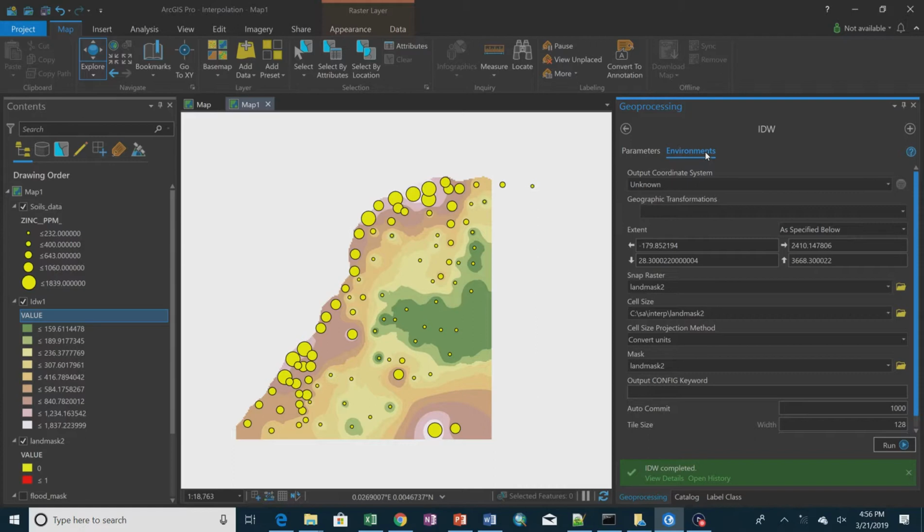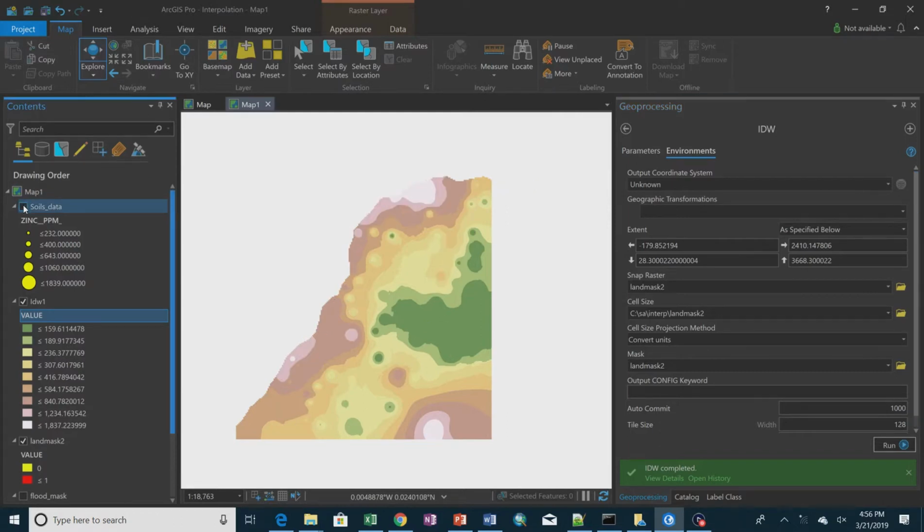So extent, that's the one I forgot to do the first time. That makes sure that the extent is the same size. Snap raster makes sure that the corner is in the exact same place. Cell size makes sure the cells are the exact same size. And mask makes sure that anything that's no data in the mask is also no data in the final output. That's why it looks like that, clipped to that area. And this is what we want. We can start making our data set work at this point. That's great.